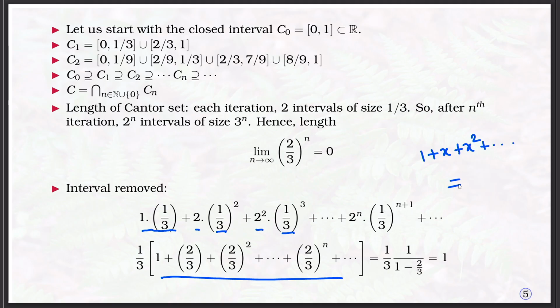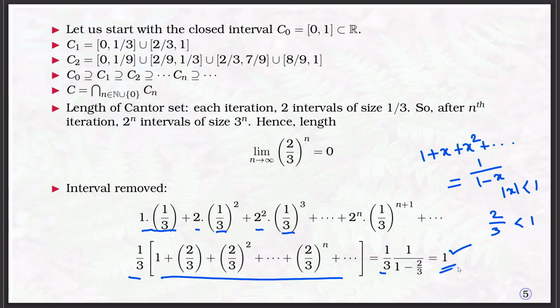So this geometric series converges to 1 over 1 minus x, only when the modulus of this number x is less than 1. So obviously in our case 2 by 3 is less than 1. Therefore this series converges to 1 over 1 minus 2 by 3, and there is a coefficient 1 by 3 here. So if you solve this, one can get the answer as 1.